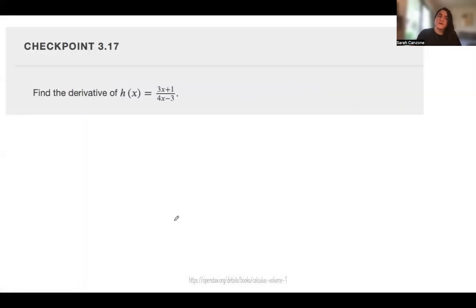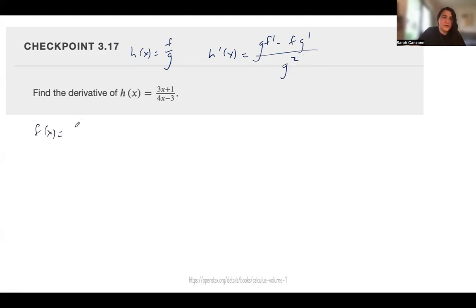All right. Let's go ahead and try another one because I know that this is a slightly trickier topic. So again, for h, if we're given that h of x is f over g, then we can say that h prime of x is g f prime minus f g prime over g squared. So we'll define f of x as our numerator, which is 3x plus 1, and we'll define g of x as our denominator, which is 4x minus 3. So let's find the derivatives.